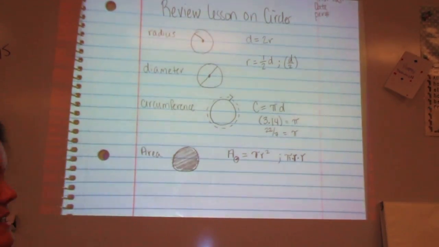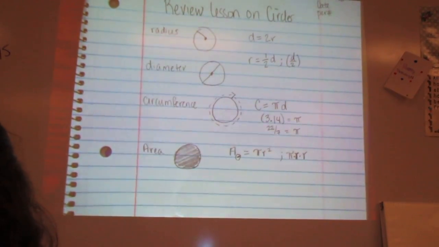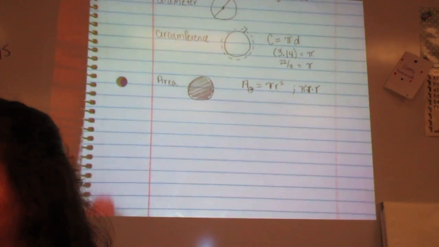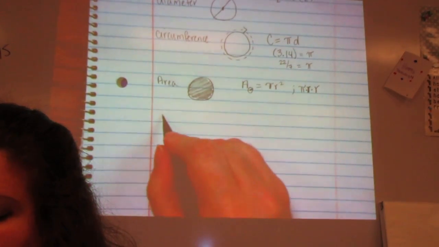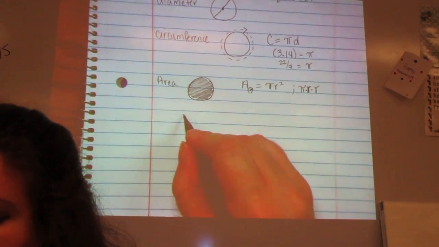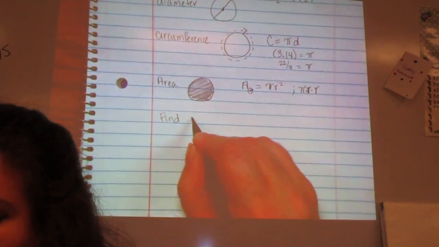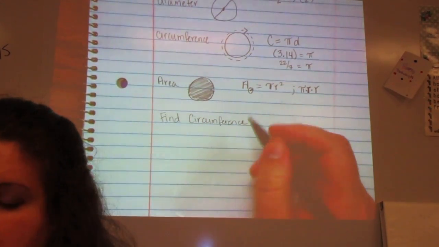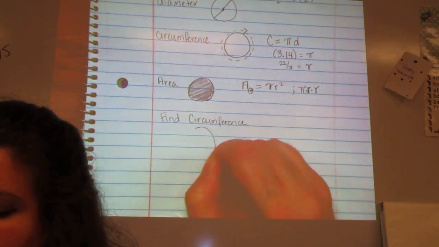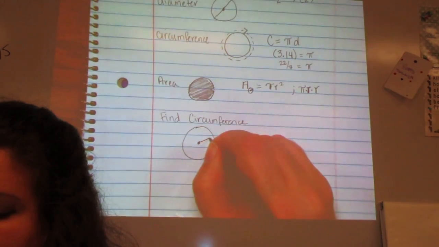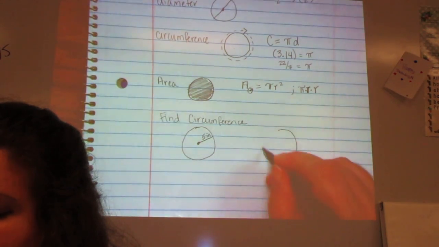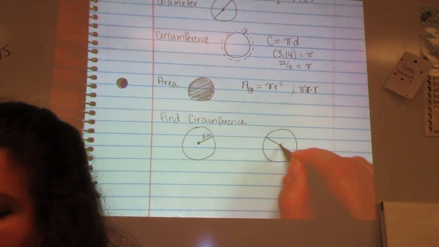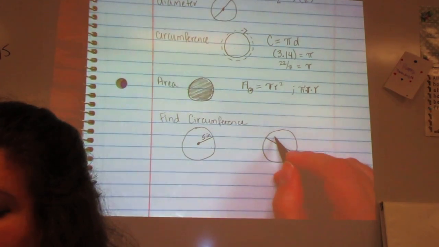Now we're going to use these. There are a couple different kinds of questions we're going to use them with. The first is some basic calculations. So find the circumference of a circle with a radius of 5 inches, and find the circumference of a circle with a diameter of 17 inches.